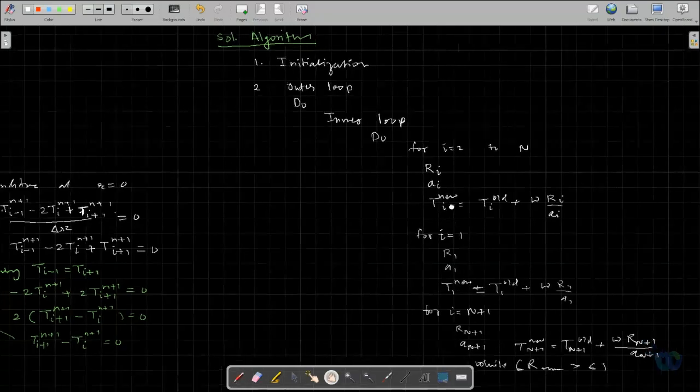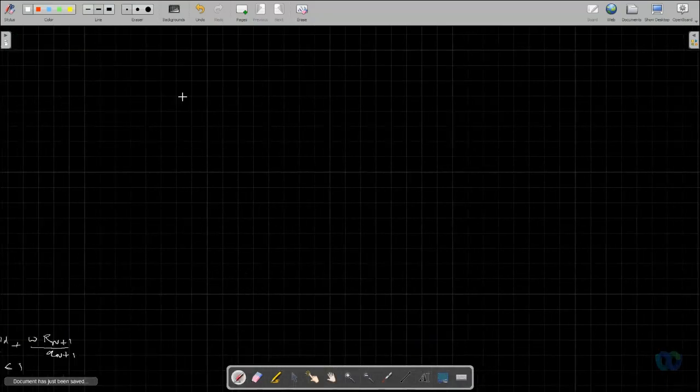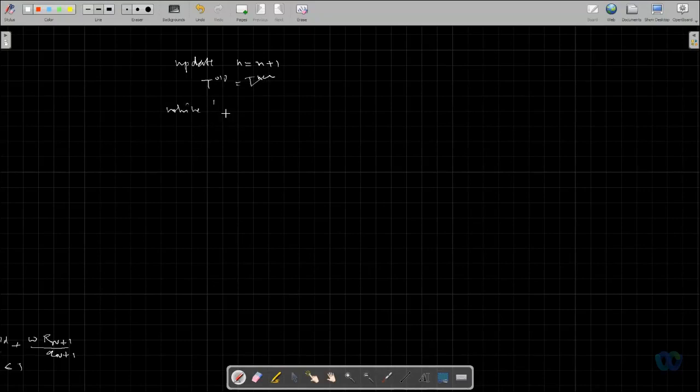I do not have space in the bottom, so I'll just go here on the right hand side. So you update n is equals to n plus 1, and that is nothing but T old is equals to T new. You do it appropriately, okay? While you have these conditions, magnitude of T new minus T old greater than some epsilon, and then the third thing you will have to do is print the values of T I new. Okay, that's the algorithm you generally follow.